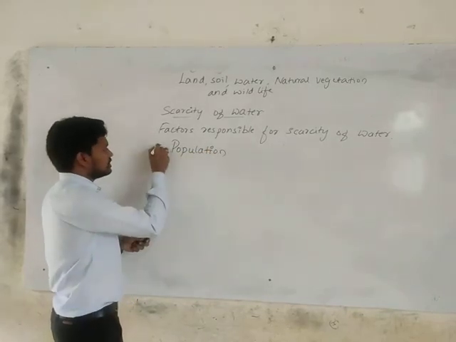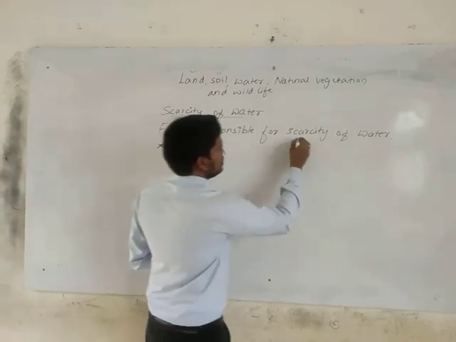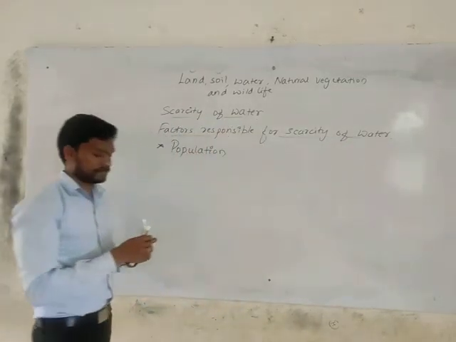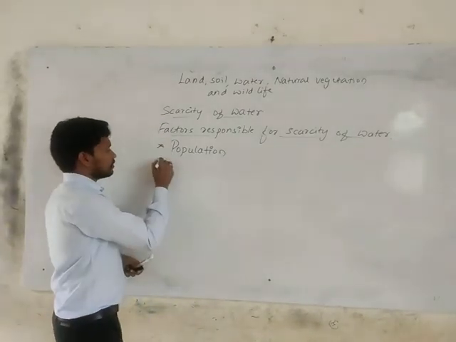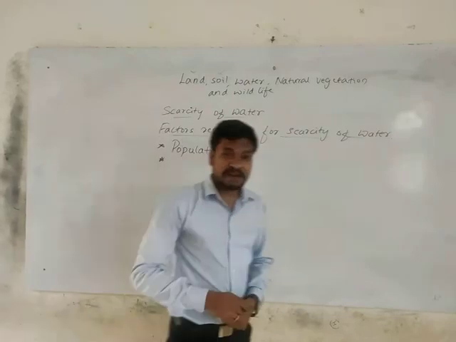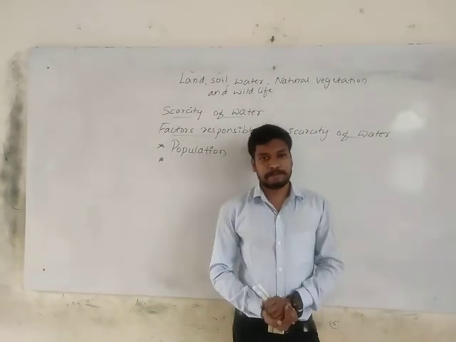As the population increases, the demand for water resources increases. So that's one reason. The second one is the demand for food crops and cash crops, which is increasing now.